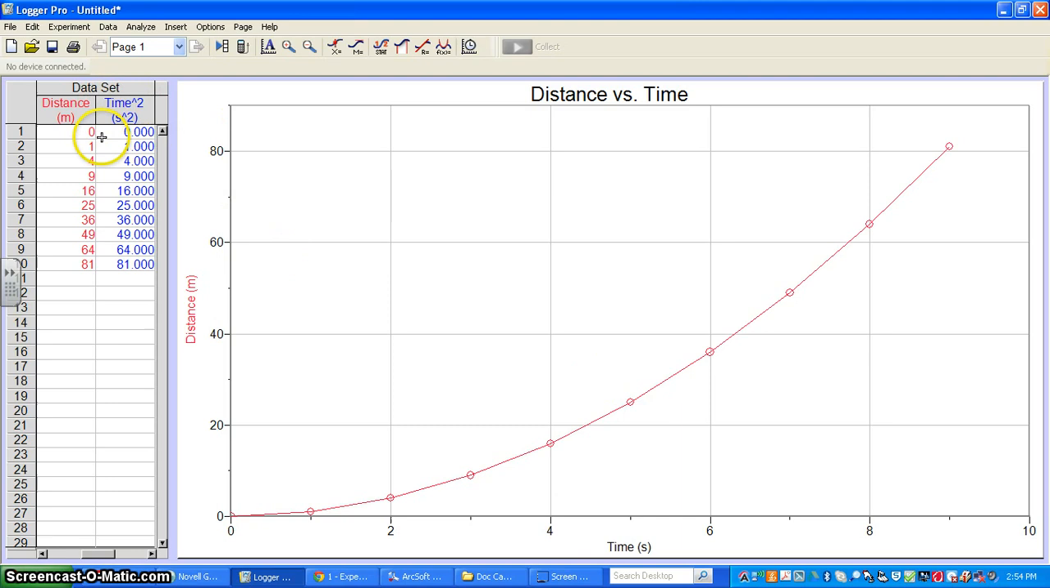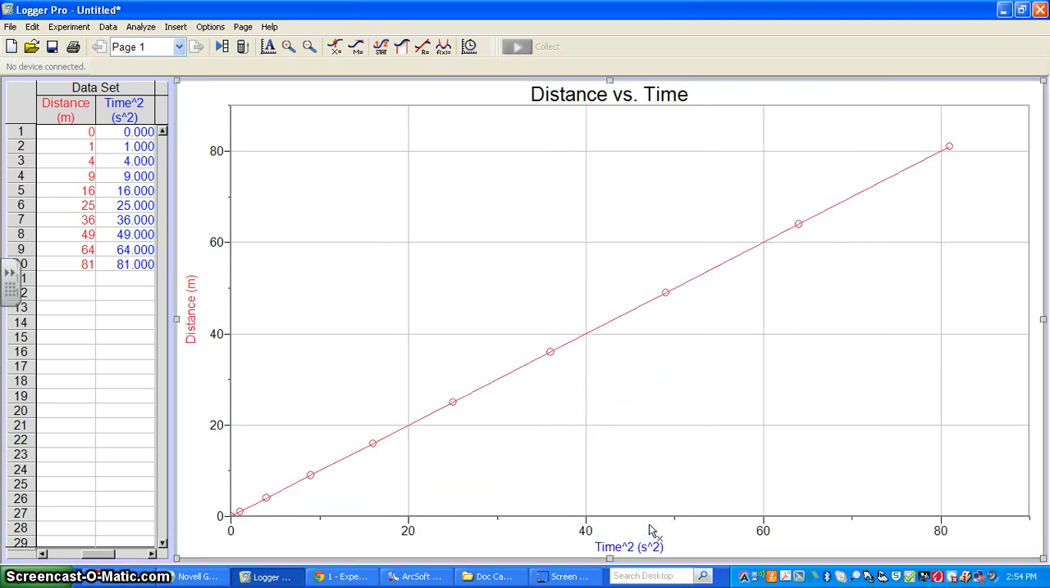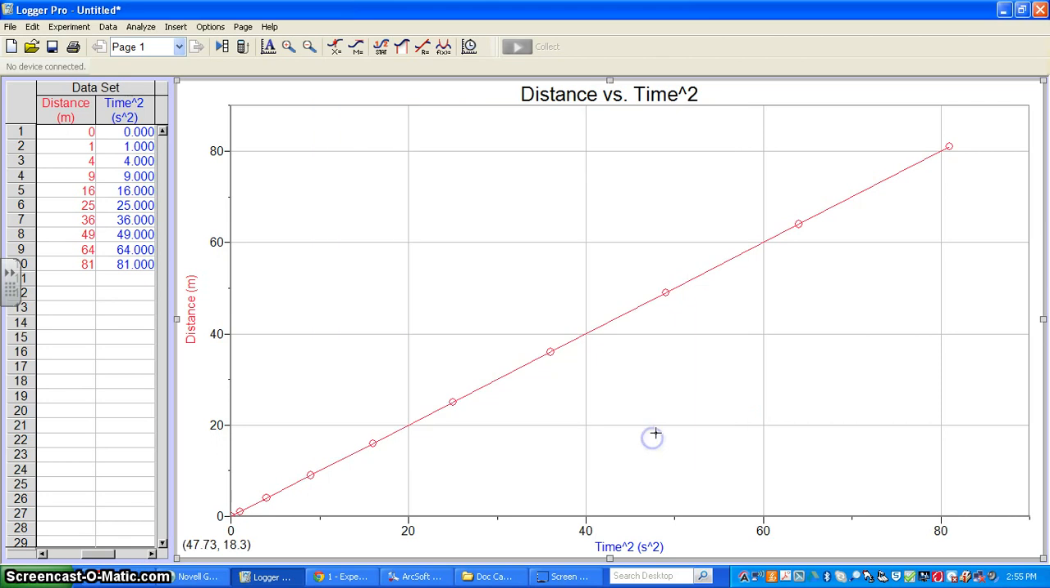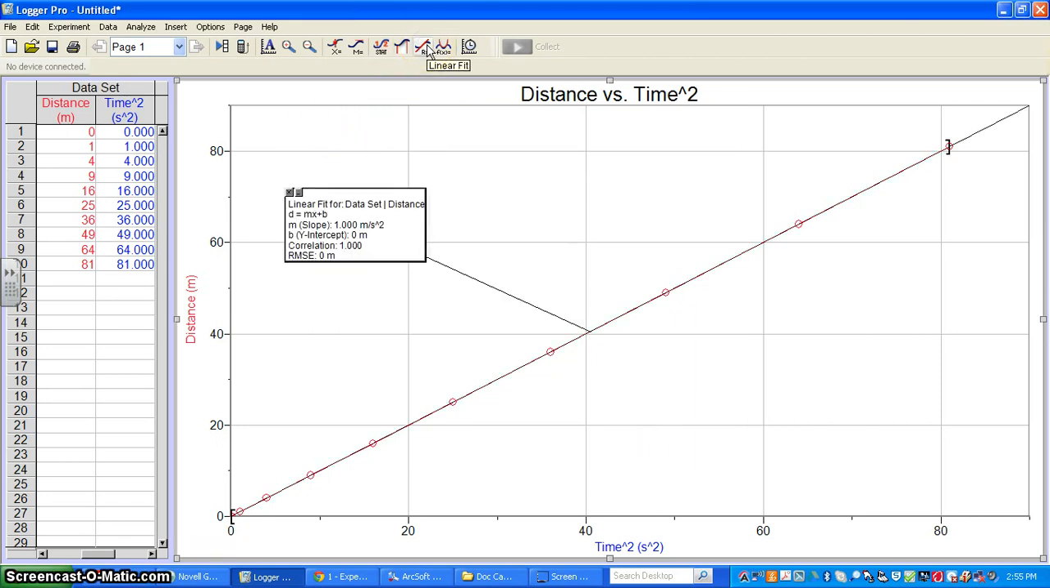Now you're going to see that right here along the right, in blue along the left-hand side, I've got a set of time squared data. My graph hasn't changed at all. Why? Because I'm still graphing distance versus time. So if I click on time, I can select time squared, and now you notice that the whole graph has shifted to a line. It's linear now. I'm going to type in that this is distance versus time squared. And now that it's a line, I can go ahead and fit my actual line.